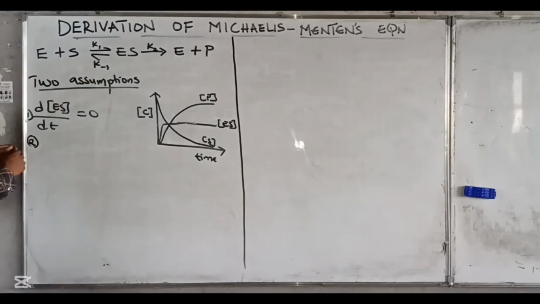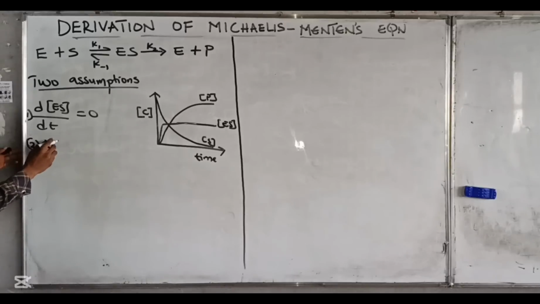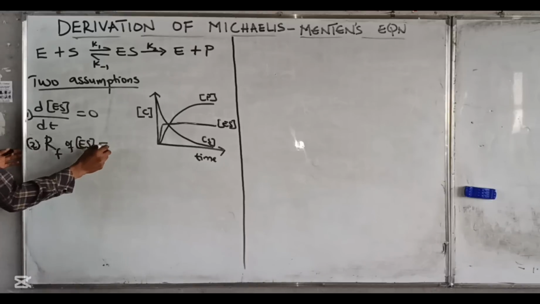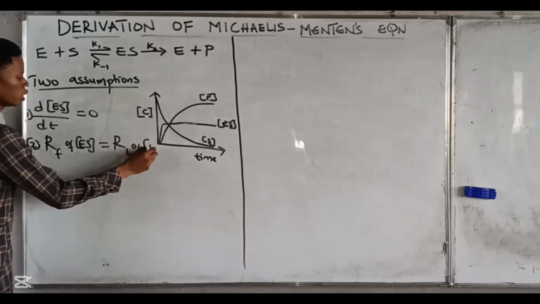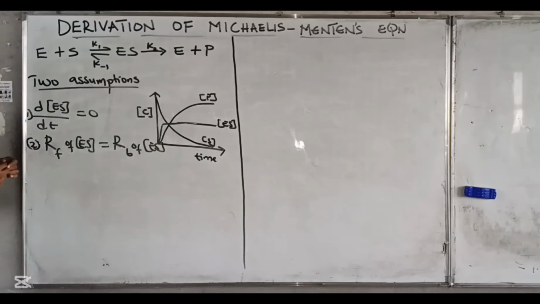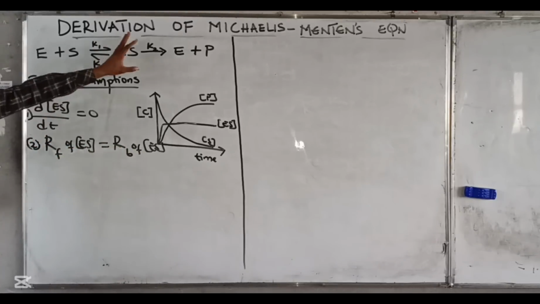Now, the second assumption of Michaelis-Menten's equation says that the rate of formation, I'll use arrow F to represent rate of formation. So the rate of formation of ES is equal to the rate of what? Breakdown of ES. Please, in exam or anywhere, write it out, rate of formation. I'm using arrow F and arrow B2. So rate of formation of ES is equal to rate of breakdown of ES. Now, let's come back to this first equation.